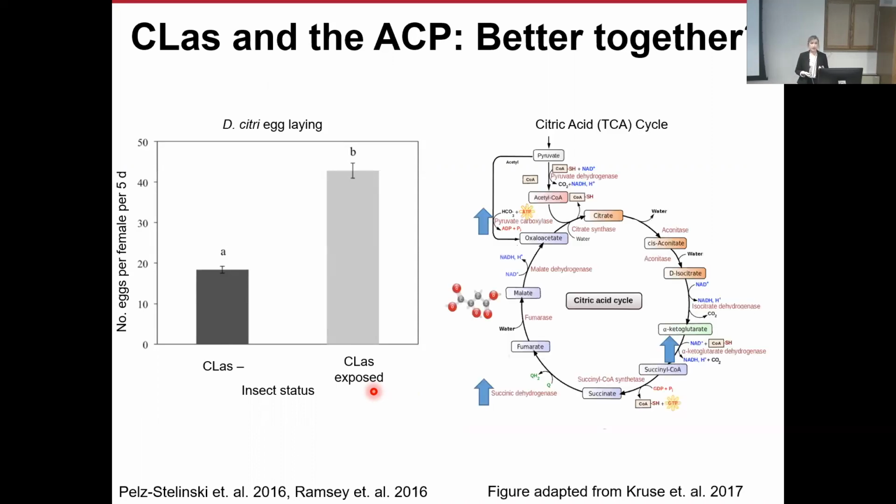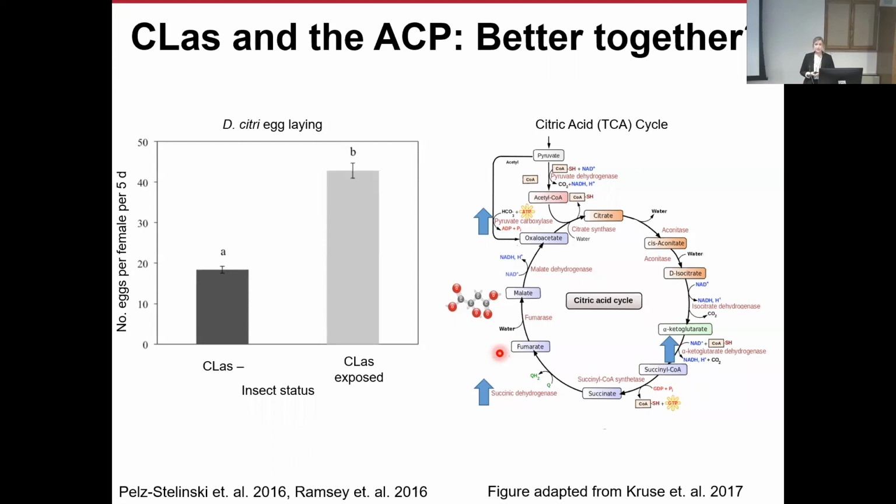indicating that the bacteria is enhancing the reproductive fitness of its insect vector. And the study in our lab by Dr. John Ramsey showed that insects exposed to CLas actually show upregulation in specific enzymes in the TCA or citric acid cycle, which produces energy in the mitochondria. So this paints a picture of insects that are exposed to this bacteria that produce more energy and lay more eggs. And that's when I came onto this project.